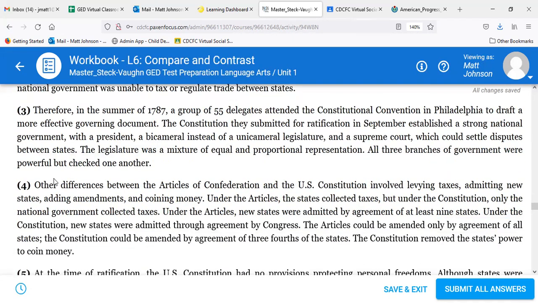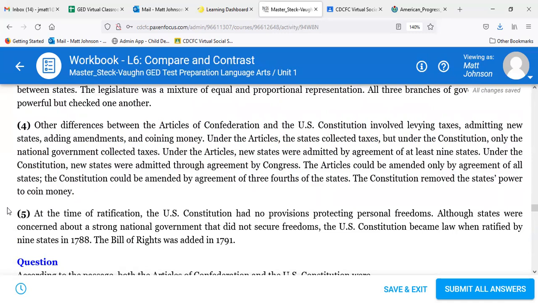Other differences between the Articles of Confederation and the U.S. Constitution involved levying taxes, admitting new states, adding amendments, and coining money. Under the Articles, the states collected taxes, but under the Constitution, only the national government collected taxes. Under the Articles, new states were admitted by agreement of at least 9 states. Under the Constitution, new states were admitted through agreement by Congress. The Articles could be amended only by agreement of all states. The Constitution could be amended by agreement of 3/4 of the states. The Constitution removed the states' powers to coin money.